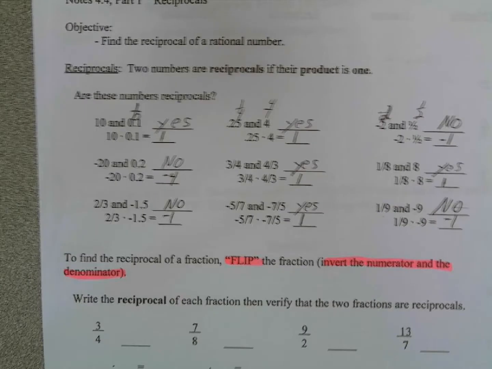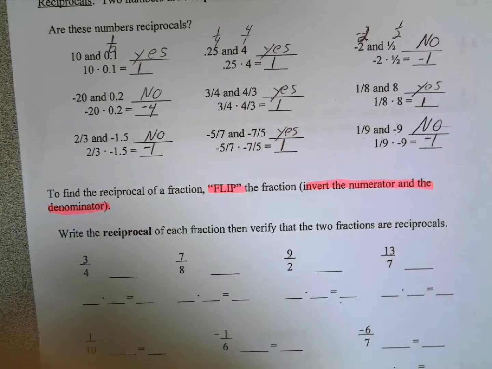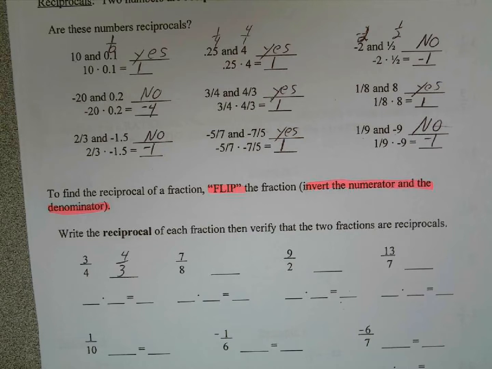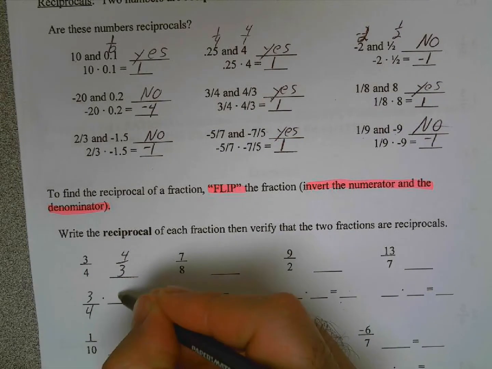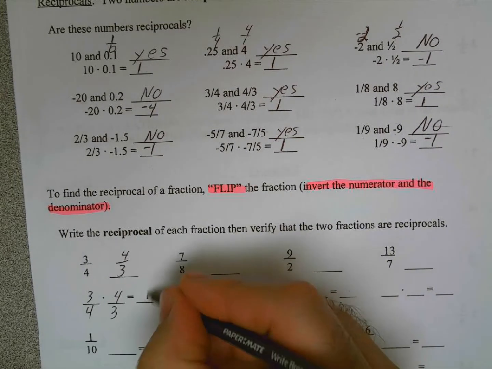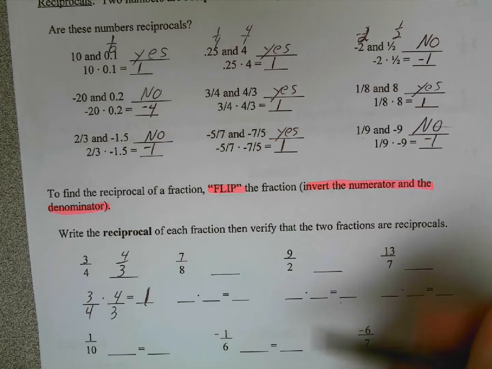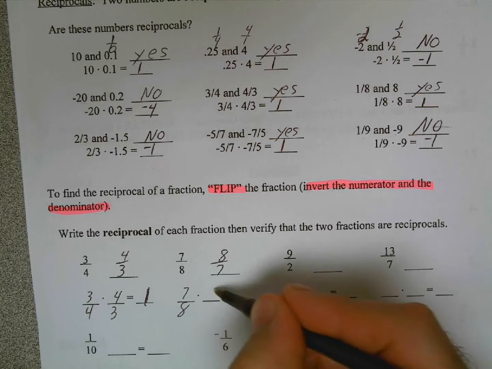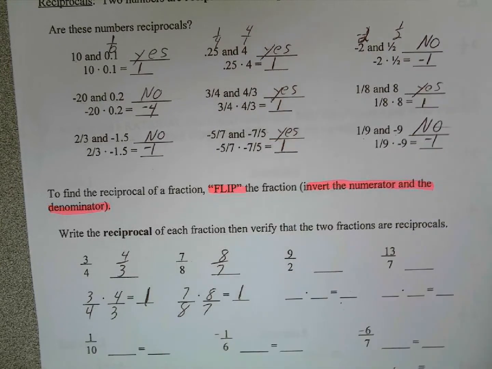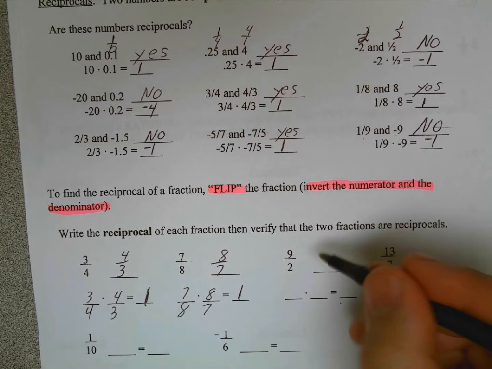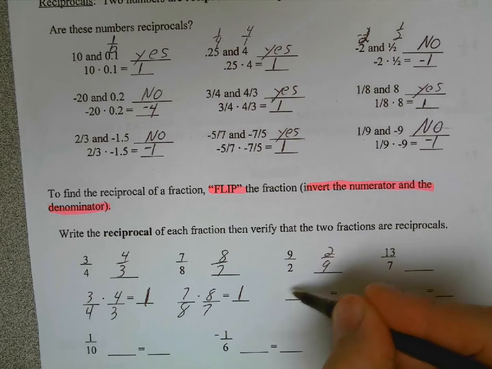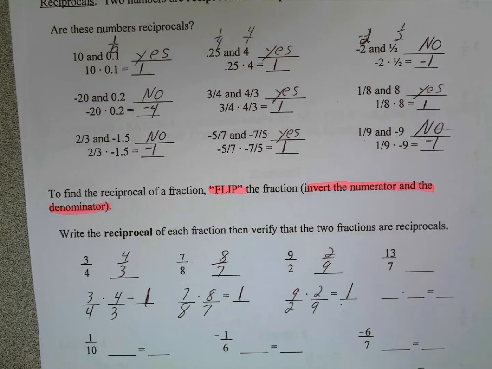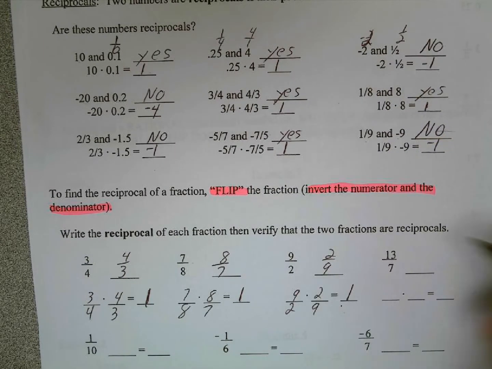So to find the reciprocal of 3/4, you just flip it, and you get 4 over 3. And we can check that. 3/4 times 4/3 equals 1. Reciprocal of 7/8 is 8 over 7. We can check that. 7 over 8 times 8 over 7 equals 1. Let's find the reciprocal of 9 over 2. You just flip it. 2 over 9. And to check it, 9 over 2 times 2 over 9 cancels out to 1. They multiply to equal 1. They're reciprocals of each other.